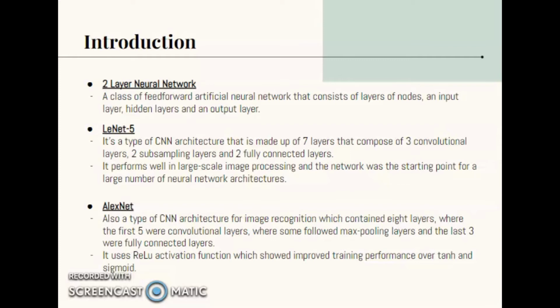And last but not least is the AlexNet. It is also a type of convolutional neural network architecture for image recognition, and this contains 8 layers, where the first 5 were convolutional layers and some were max pooling layers, and the last 3 were the fully connected layers. And this uses the ReLU activation function, which showed improved training performance over tanh and sigmoid.